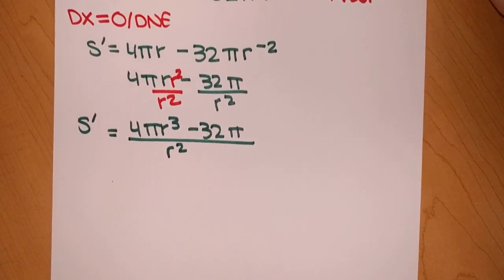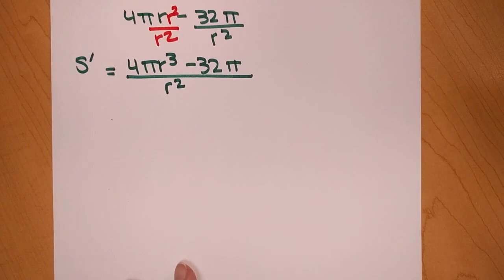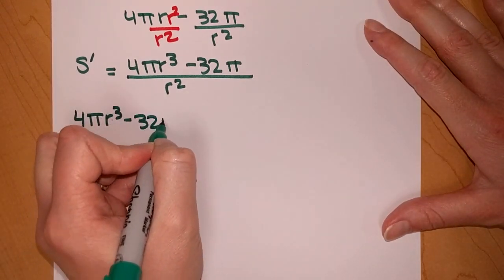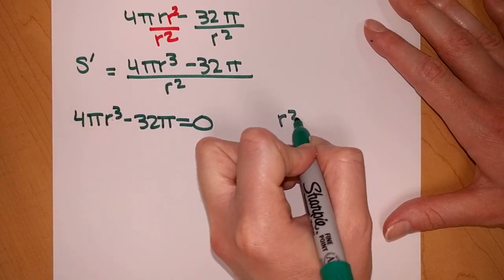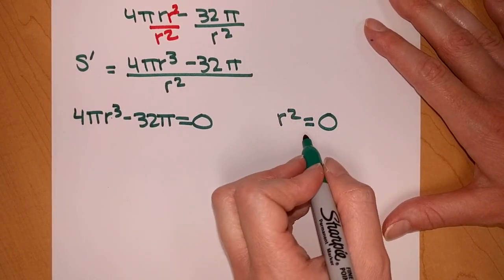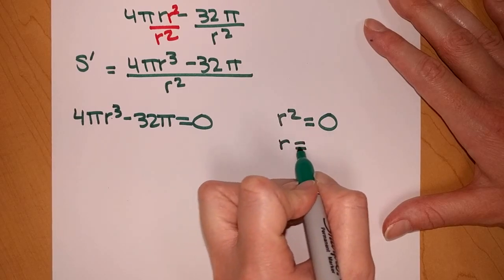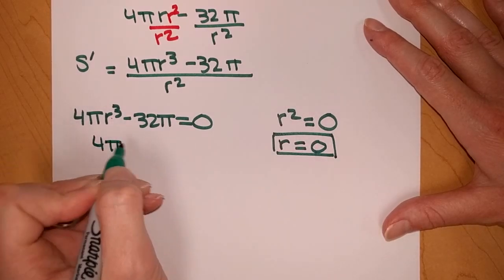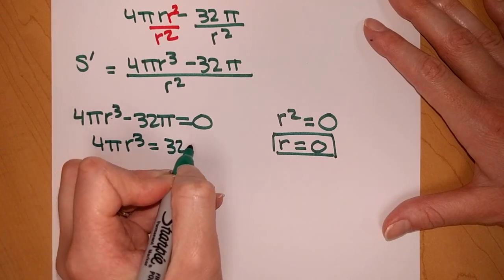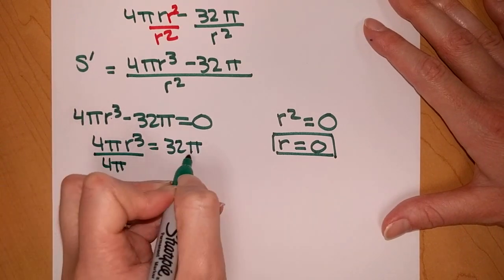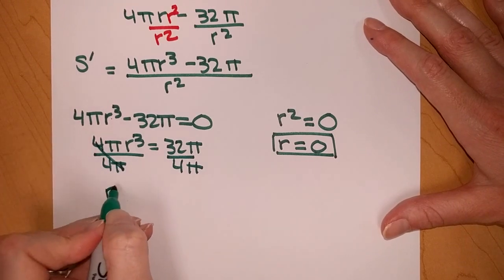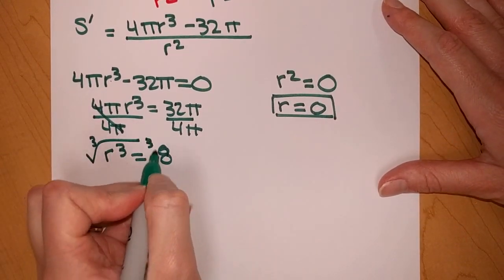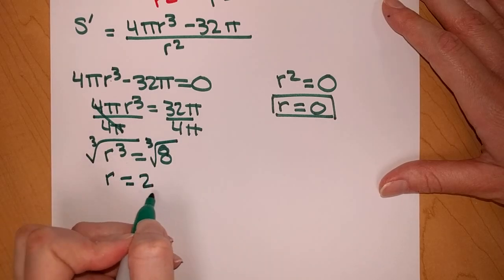And then we will set our numerator equal to 0 and denominator equal to 0. So we have 4 pi r cubed minus 32 pi is equal to 0. Denominator equal to 0 tells us where the derivative does not exist. Solving that, we get r is equal to 0. Over here, I'm going to add the 32 pi, divide by 4 pi, divide by 4 pi. We get r cubed is equal to 8. Take the cube root of both sides, and we get r is equal to 2.